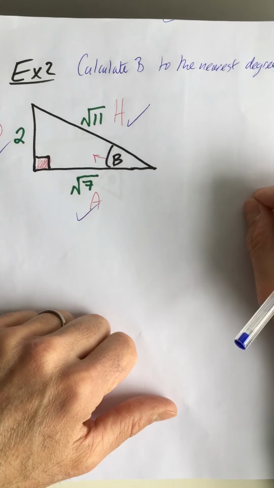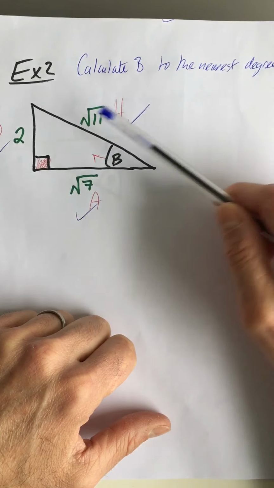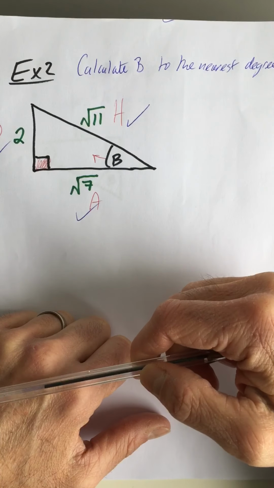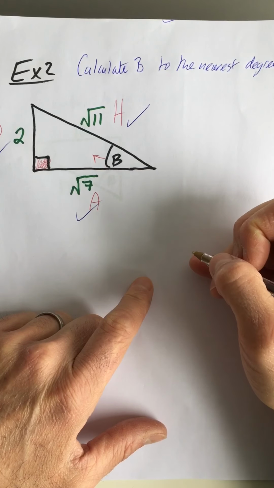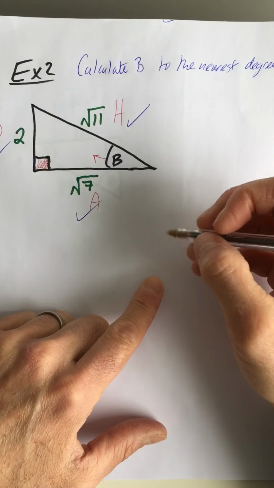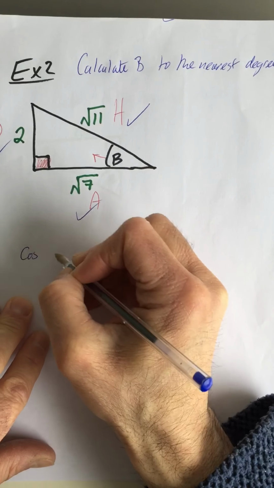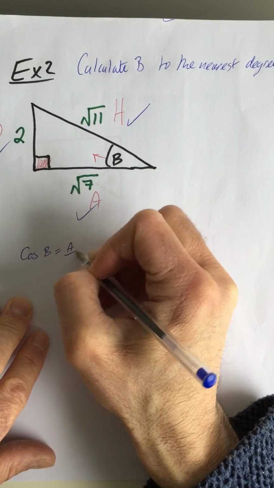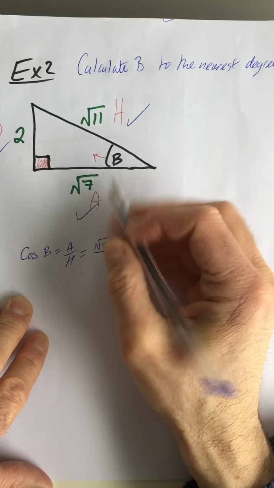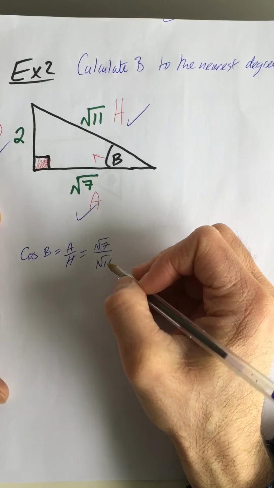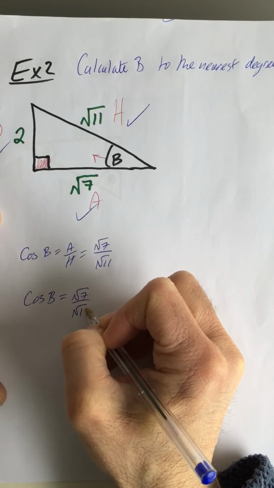So which one will I use? Sine, cos, or tan? Well, because I know all three, O, A, and H, I can use any of them. Any one of them. You can try any one at random and it should work out. Just for this one, I'm going to use cosine. So cosine of angle B is A over H. In this particular one, it's root 7 over root 11. So I have cos B is equal to root 7 over root 11.